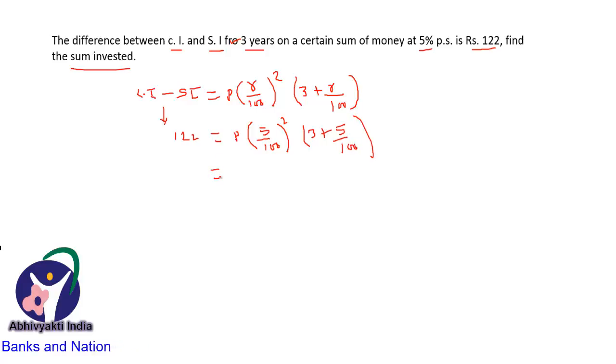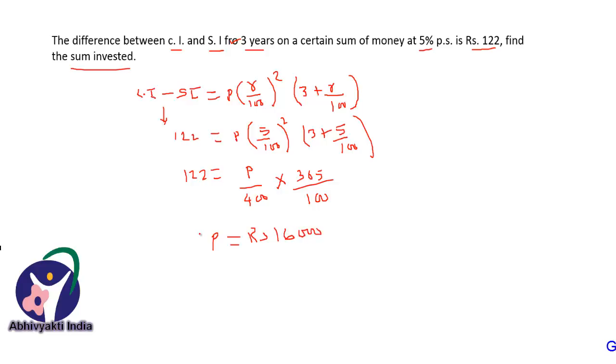And if you solve this, you get 122 is equal to P by 400 multiplied by 305 upon 100. So after solving this, the value of P will be equal to rupees 16,000. So the sum invested is rupees 16,000.